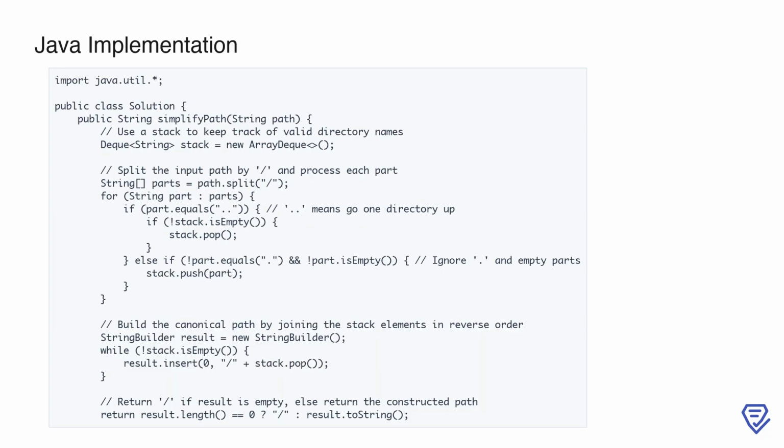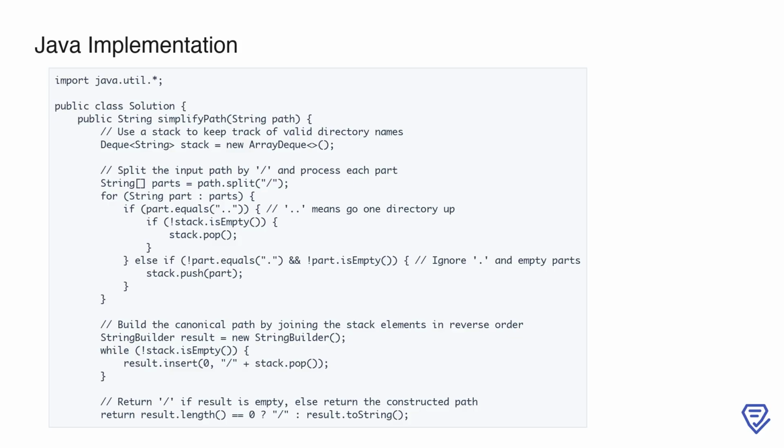Here, we start by defining the simplifyPath method, which takes a string path as input. The goal of this method is to convert the given file path into its canonical form. To help us achieve this, we use a stack, specifically a deque, to keep track of valid directory names as we process the path. First, we split the input string by the / character, which gives us an array of parts representing various segments of the path. Then, we iterate through each part.